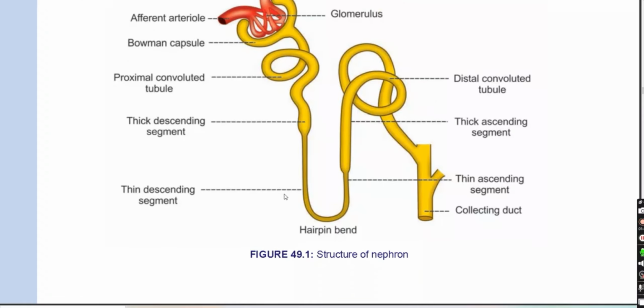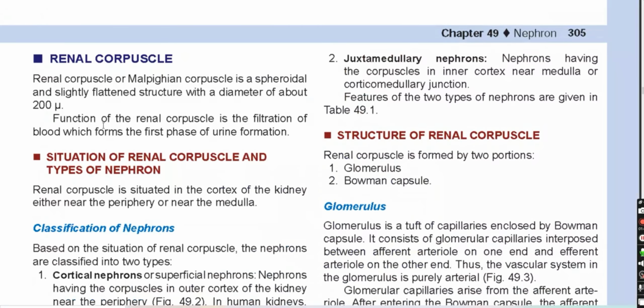First of all, the renal corpuscle, or Malpighian corpuscle, is a spheroidal and slightly flattened structure with a diameter of about 200 micrometers. The function of the renal corpuscle is specifically filtration of the blood, which forms the first phase of urine formation. We know that 20% of cardiac output, that is about 1 liter of blood, comes to the kidney, and this blood is filtered in the glomerulus. So this is the first phase of urine formation.